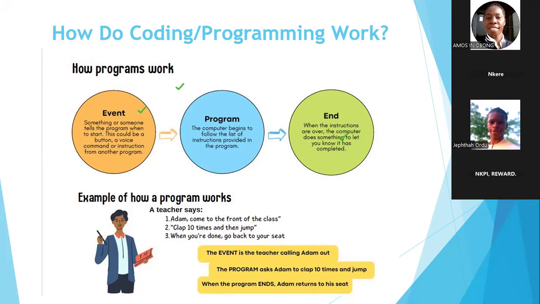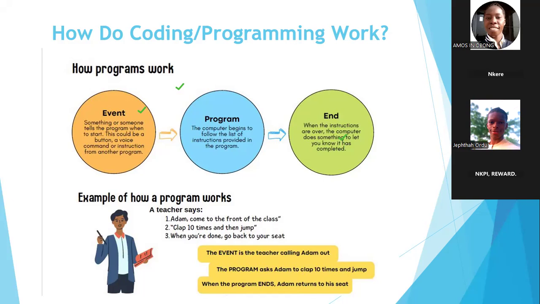You tell it what to do as it's about to start. You tell the action that will happen when it's about to start, then the continuous action that will take place, then towards the end, what will happen at the end of the day. So that's the way coding works.